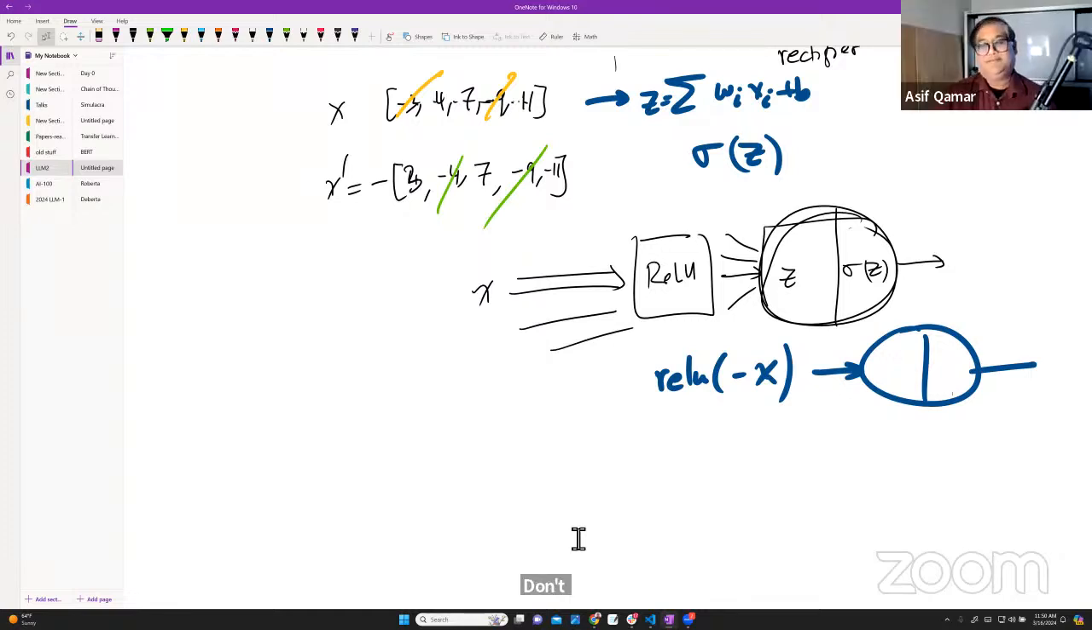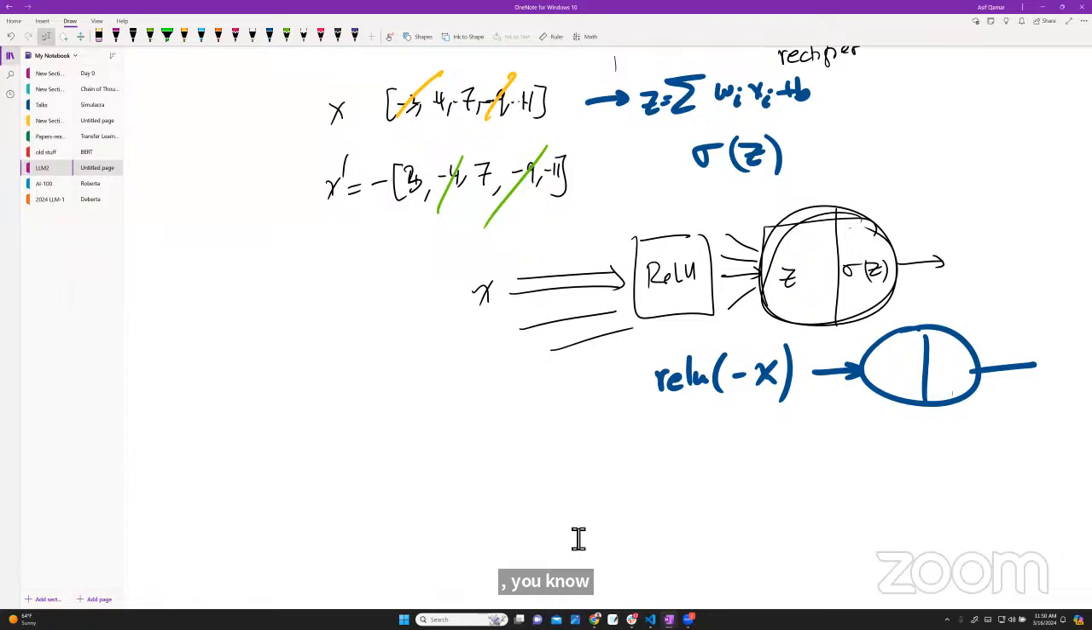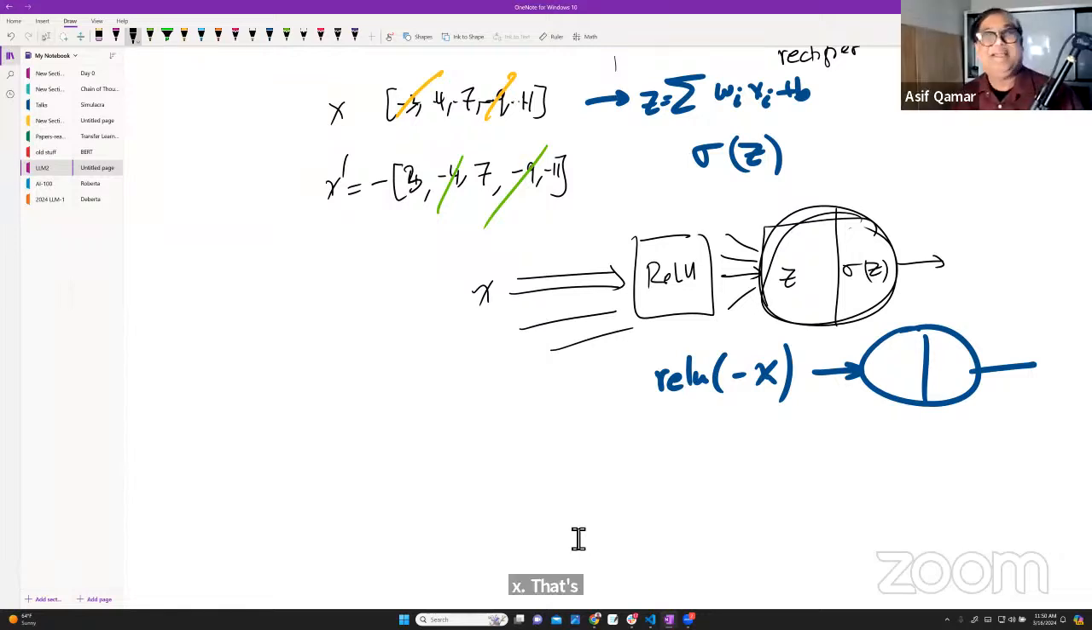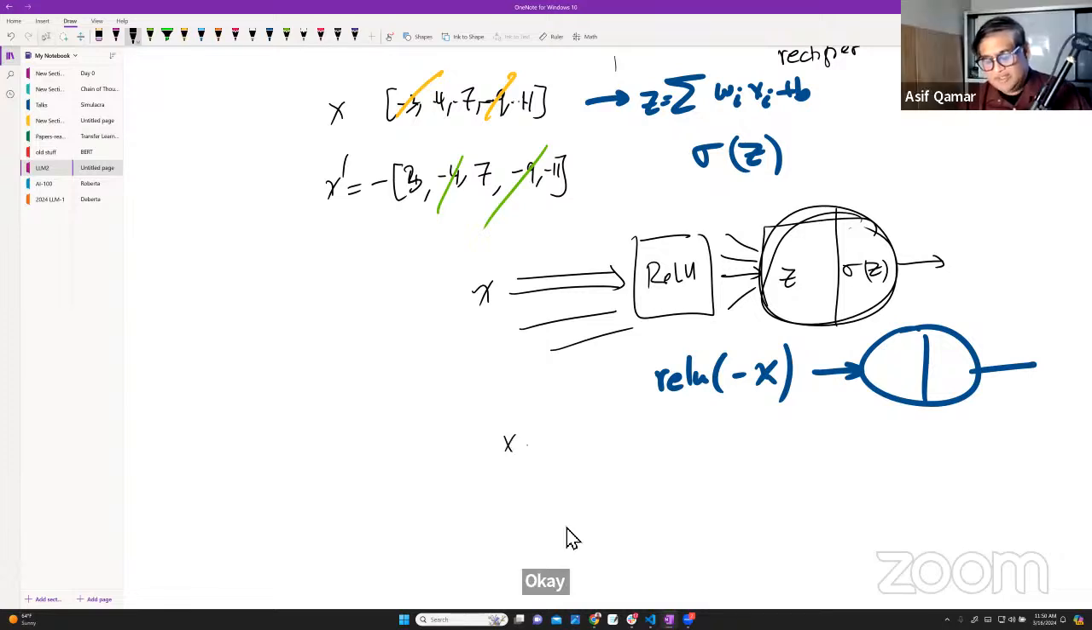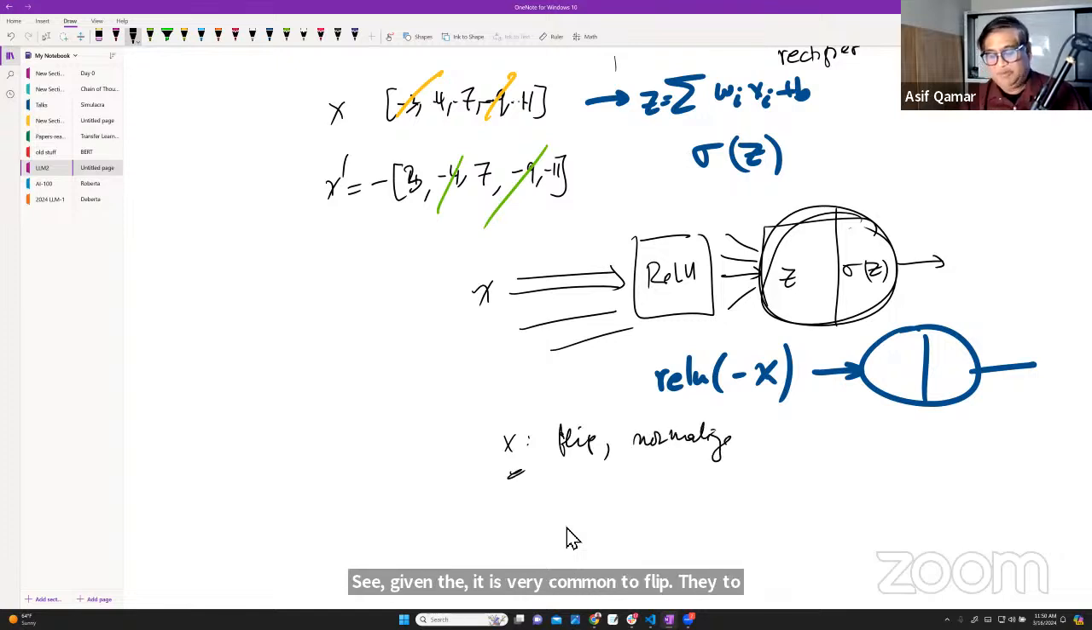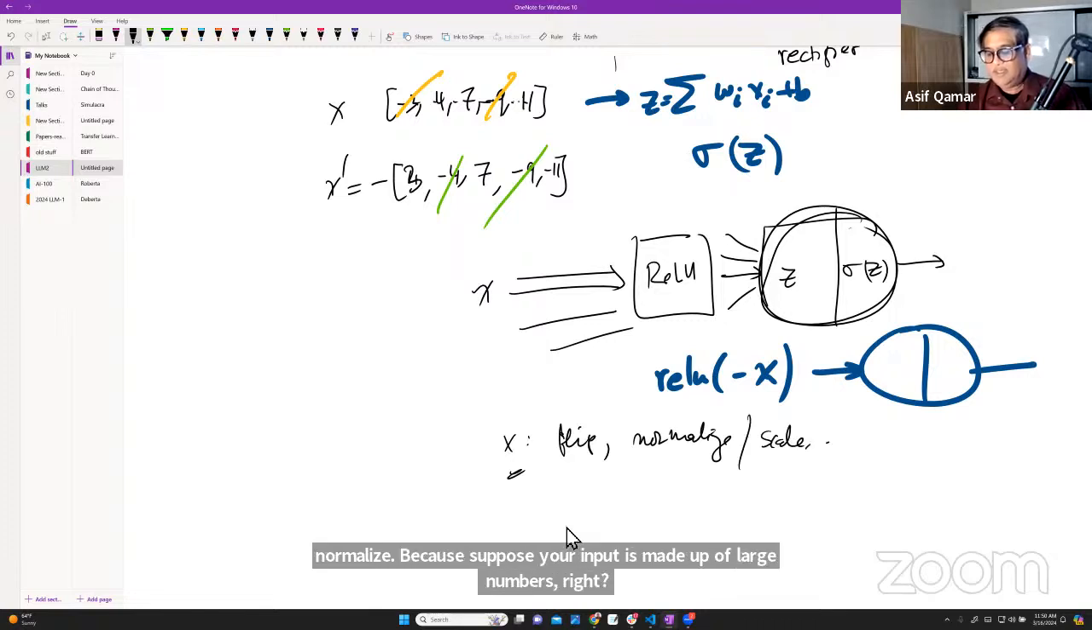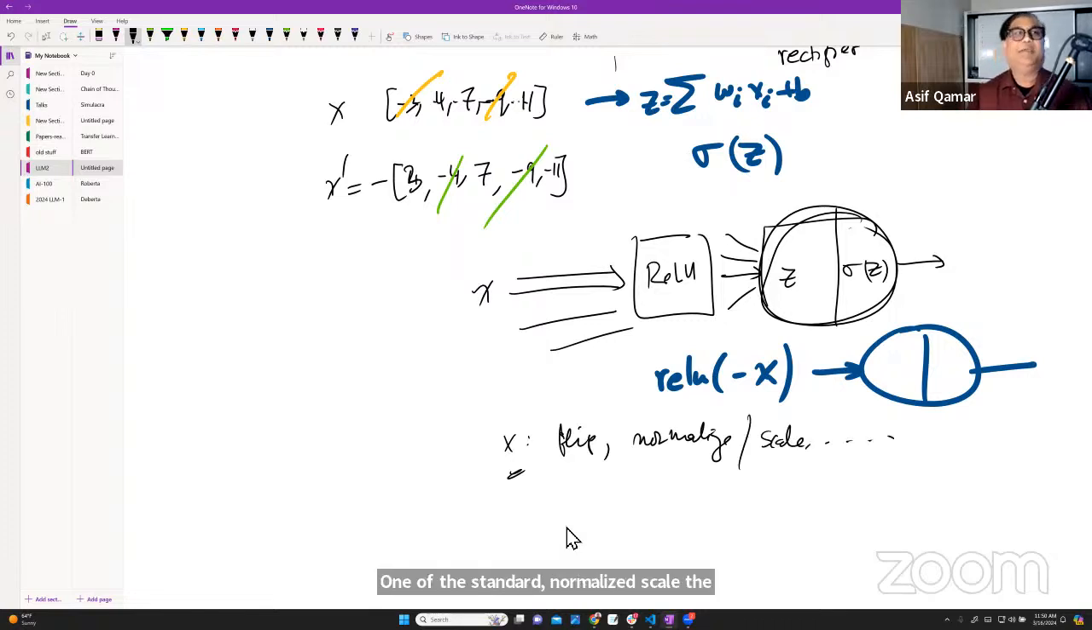In here, you put ReLU of -x. That's a little bit of cheating, but perfectly okay. That you do all the time. You take the input, you flip it upside down. Given the input, it is very common to flip or normalize, because suppose your input is made up of large numbers. One of the standard operations is to scale the numbers.